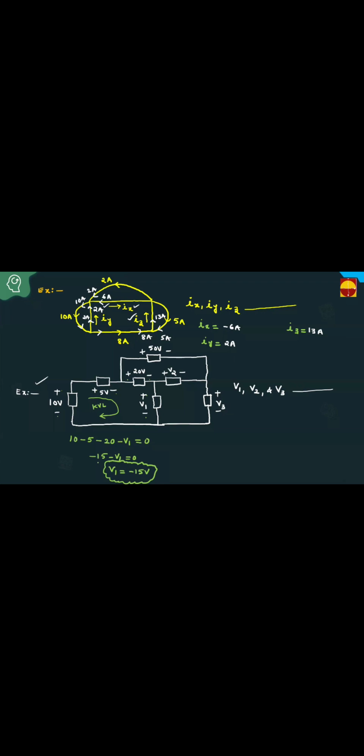Okay. How to calculate V2? Then apply KVL in this loop. Any direction you take, no problem. Positive to negative, negative. Negative to positive, positive. Negative to positive, positive. Then V2 minus 30 equals 0. V2 equals 30 volts. V1 equals minus 15 volts. V2 equals 30 volts.